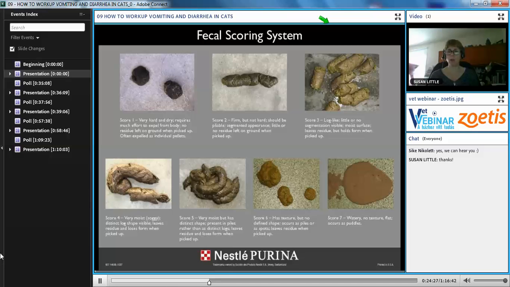Each company has their own scoring system. So this is a score from 1 to 7. They're not standardized, so every company's one is different. But I like this one because the pictures are so good. You want to have very realistic pictures.